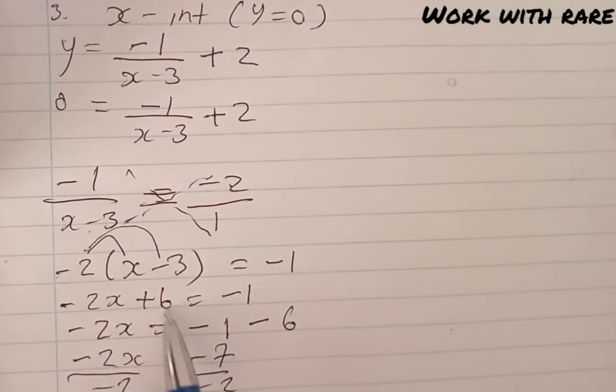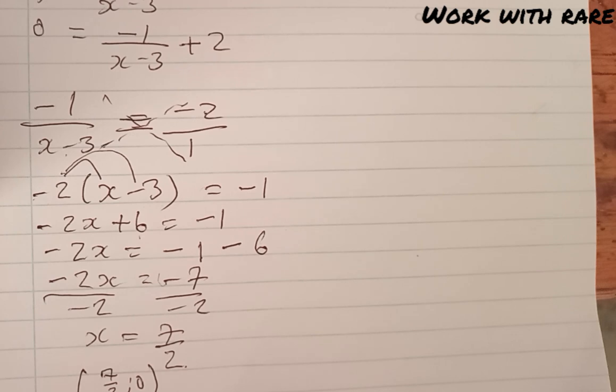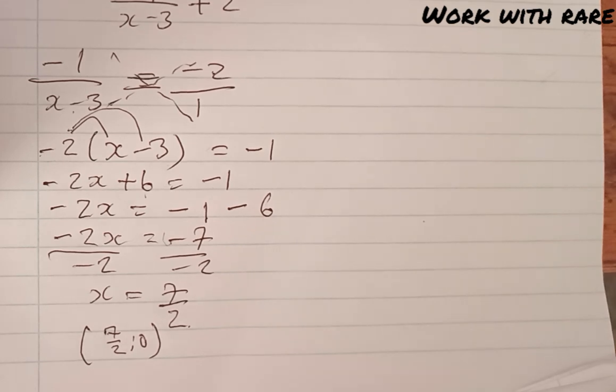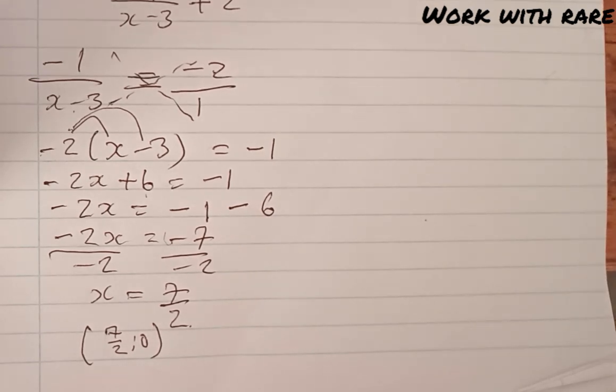Then I take 6 to the opposite side. Remember, the sign will change. It will change from positive to negative. That is why I said negative 1 minus 6. After that, my answer is negative 7. So I have to divide both sides by negative 2 because I'm looking for the value of x. So negative 7 divided by negative 2 is positive 7 over 2, because a negative divided by negative is positive. So our coordinates of x-intercept, it's 7 over 2 and 0, because x-intercept is where y is 0.